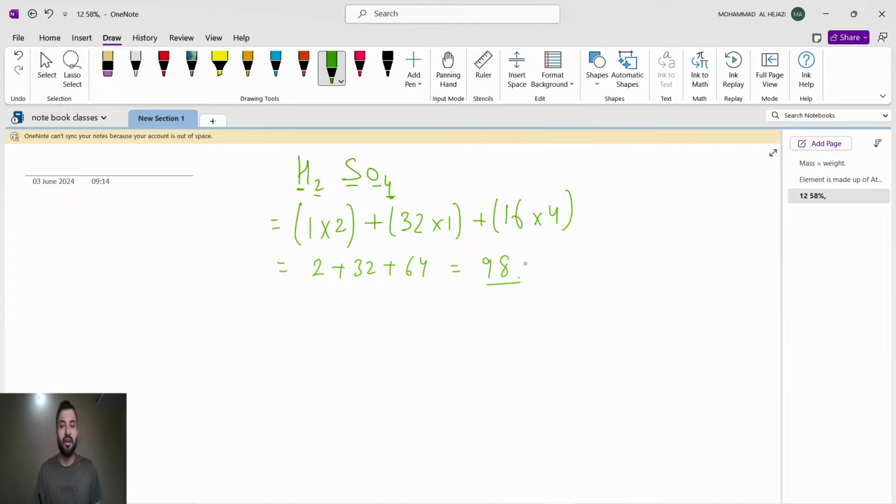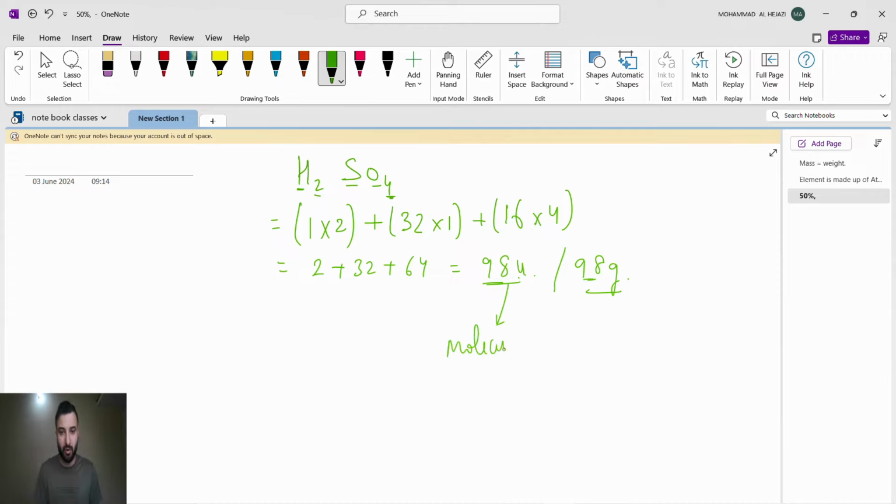98. If we have to find the molecular mass, it is 98 U. If we have to find the gram molecular mass, it is 98 gram. The quantity will remain the same, the magnitude will remain the same, only the unit will change. If this is 98 U, for what?